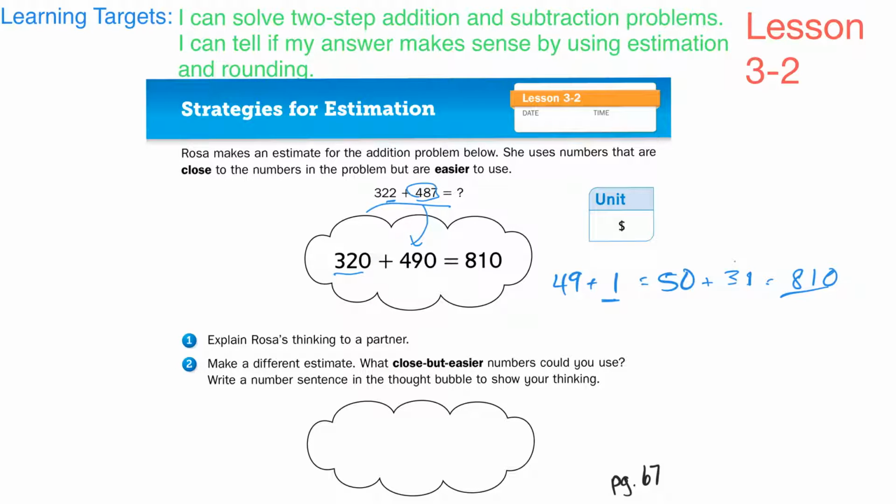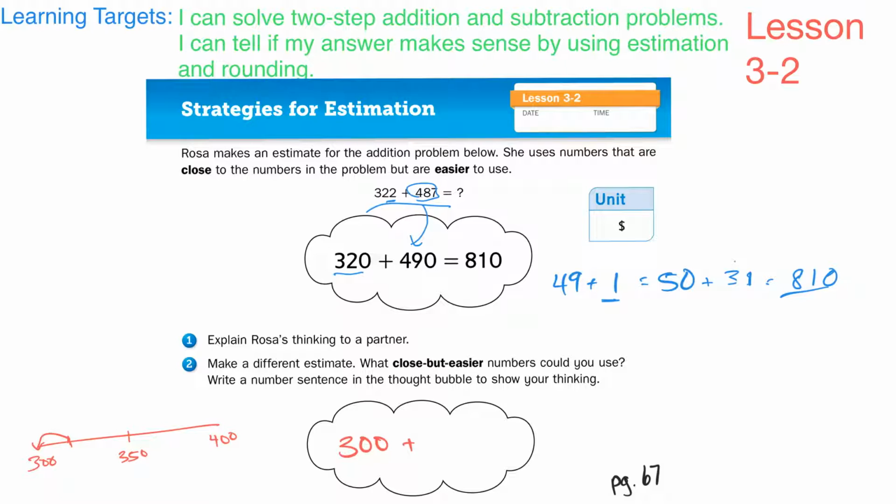So that makes sense to me, but again, now here in the next problem, it asks us to estimate in a different way. So what close but easier numbers could you use? When I first think about these numbers, I'm looking at 322, and I'm thinking if I tried to round that to the nearest 100, I'd have 300, I'd have 400, in the middle I'd have 350, and 322 would fall about right here. So I know I'm going to round 322 to 300.